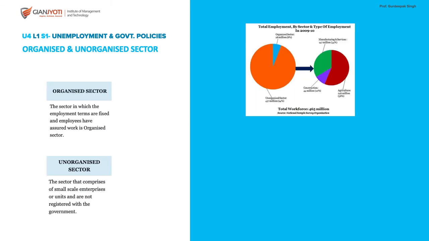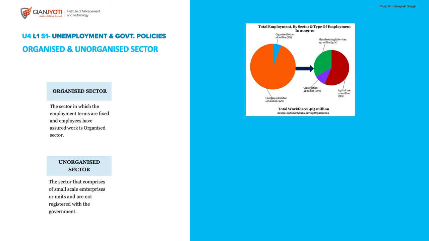Let us also look at the organized and unorganized sector. So what are these? The organized sector is the sector where the employment terms are fixed and employees have assured work. So there is sort of a security for these employees. The unorganized sector comprises small scale units and they are not registered with the government.